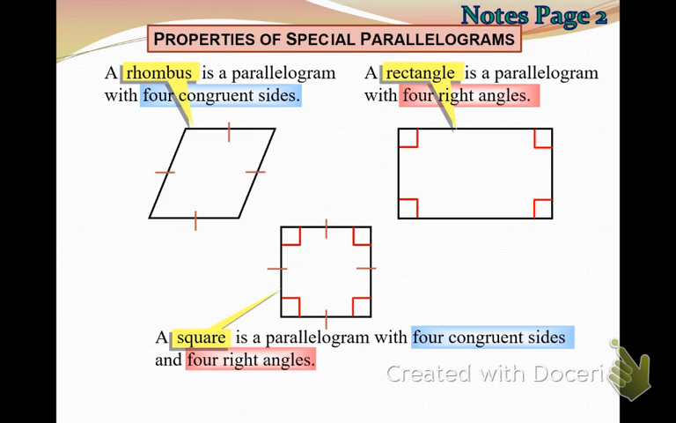Alright, so here's what you need to know. A square is a type of rhombus. So whenever we learn the rhombus properties, they apply to a square. A square is also a rectangle, a type of rectangle. So whenever you learn a rectangle property, you're learning a square property as well. So here is a different way to look at it.